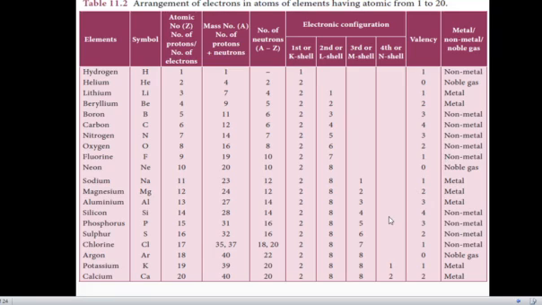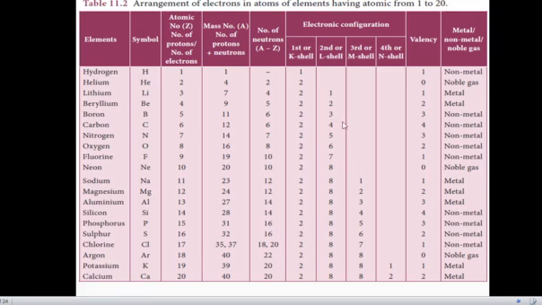The elements with the same number of electrons in the valence shell show similar properties. For example, looking at hydrogen, how many electrons are in its valence shell? 1. Helium 1. Similarly sodium 1, potassium 1. So elements with the same number of electrons in the outermost shell have the same valency. The elements with the same number of electrons in the valence shell show similar properties, so when they are involved in chemical reactions, they all display similar properties.